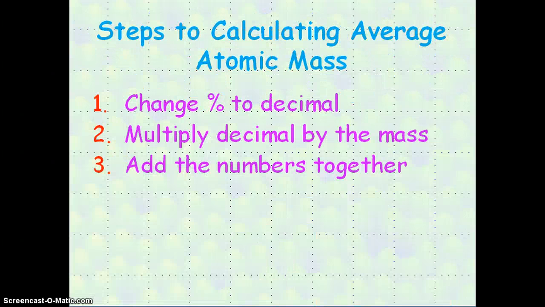All right, now let's look at how to actually calculate average atomic mass. So the first thing you want to do is take all your percent abundances and change them to decimal form. So you're going to be dividing by 100 or moving your decimal 2 places to the left. Then you're going to multiply that decimal percentage by the mass of each individual isotope, and then you're going to add all those numbers together. Okay, and that's all you got to do.